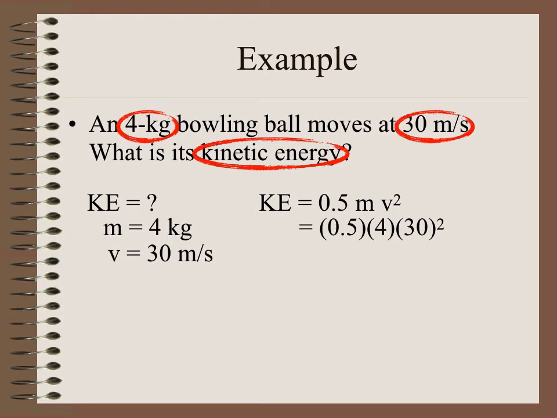So we need to take 30 and square it. We end up with 1800, and our unit for all energy is joules. And that's our final answer.